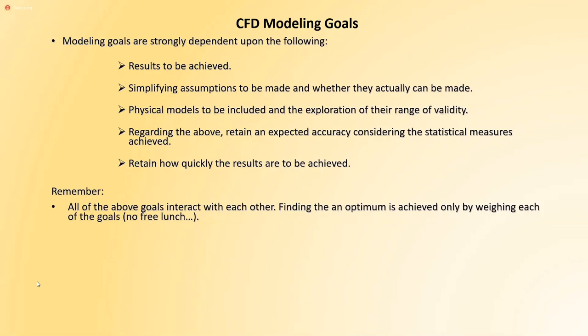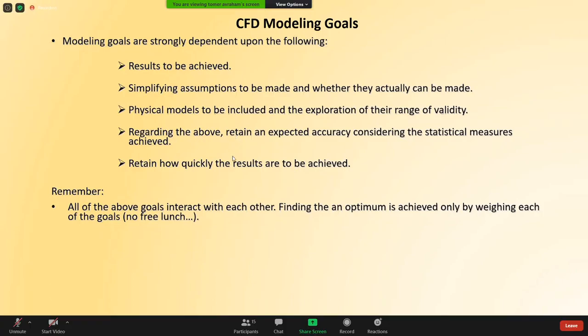If the model has, you cannot model rotating flow, really rotating flow, with simple two equation models. Regarding the above, retain an expected accuracy considering the statistical measure is cheap. Okay, we're also going to see what it means and why. Retain how quickly the results can be achieved.